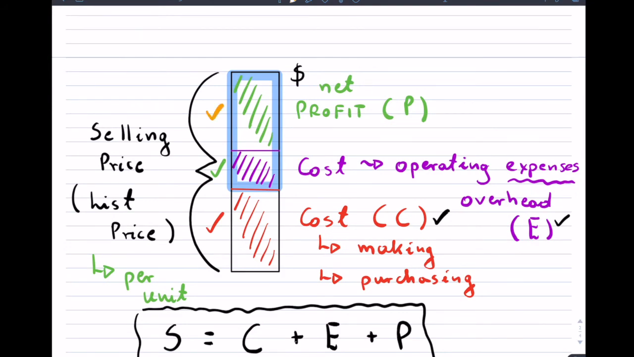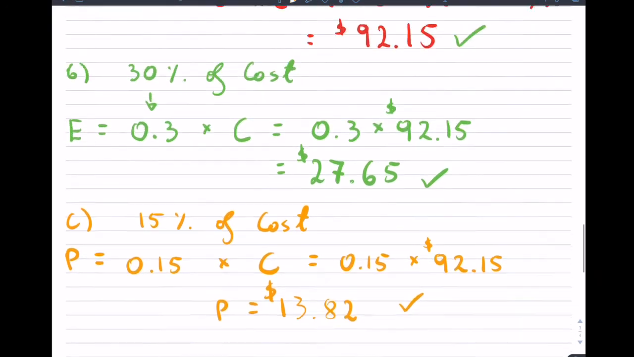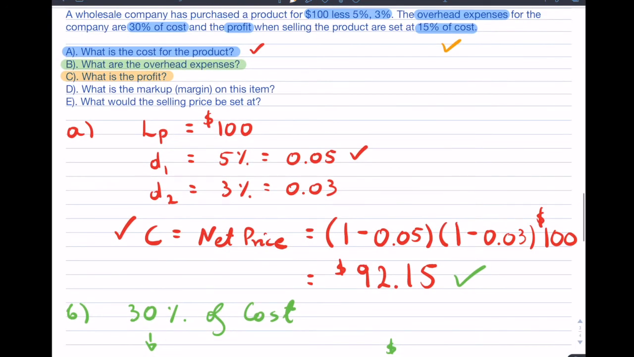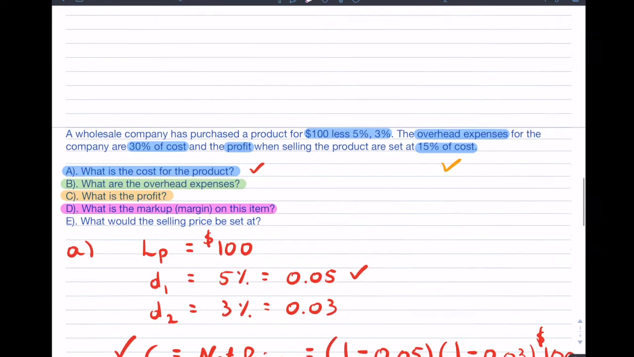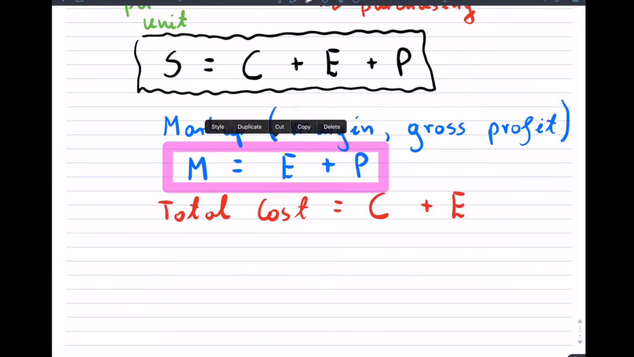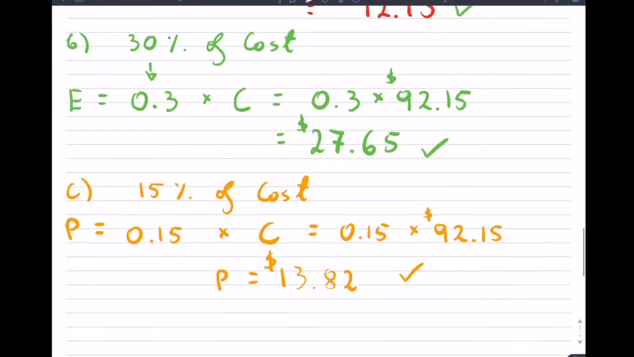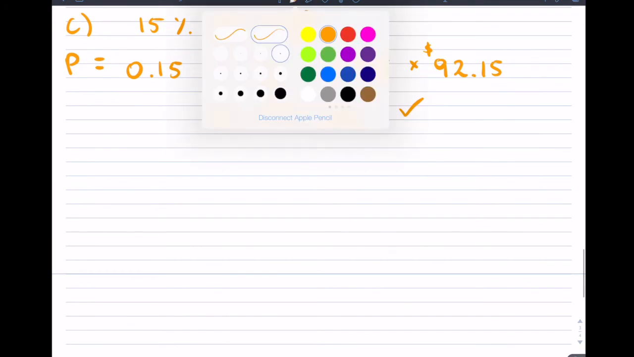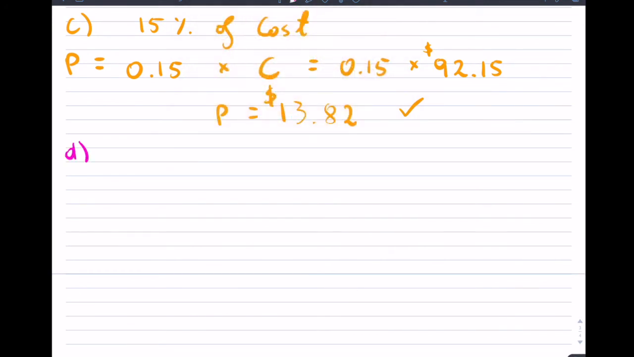Now that I have them all, you can see what else they want. They are now looking for, they say, what is the markup, or the margin on this item. So remember, markup, which we had right here, that particular markup is your operating expenses plus your profit. So let's do that. That would be component D.